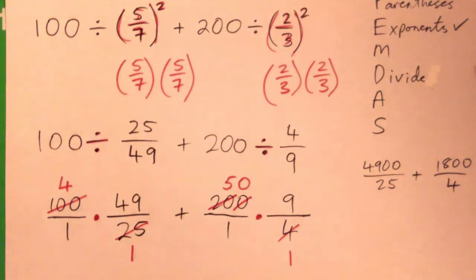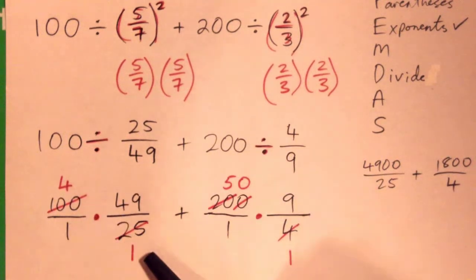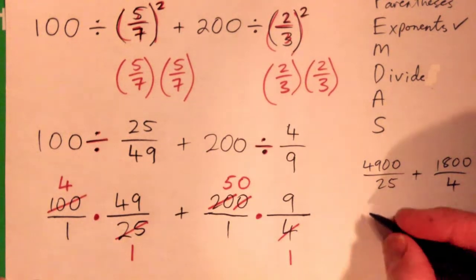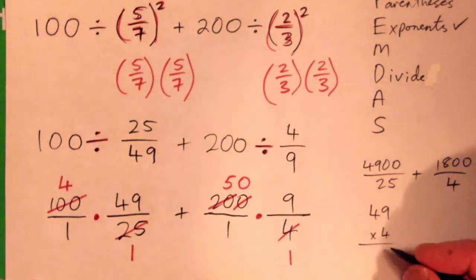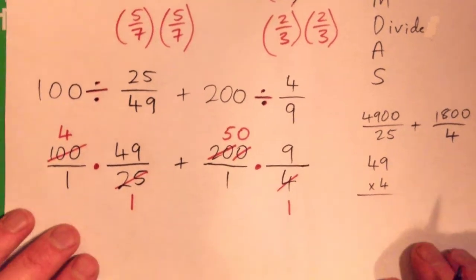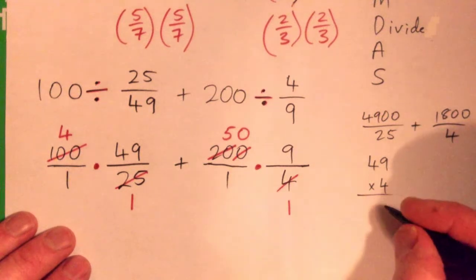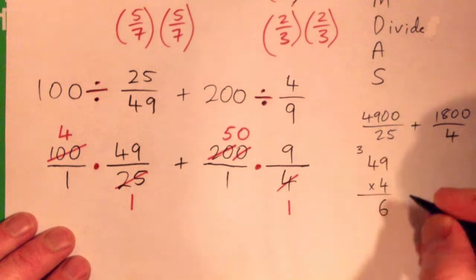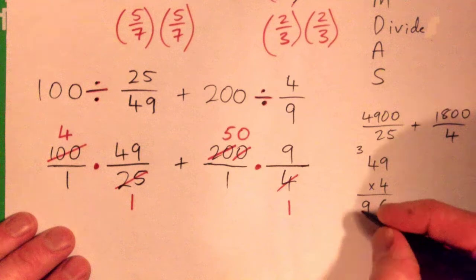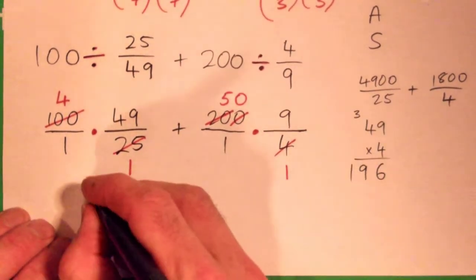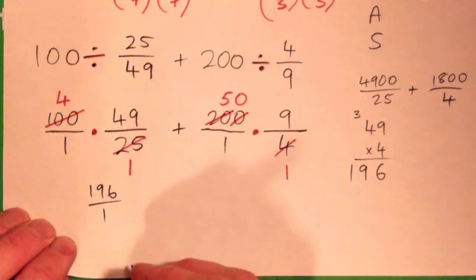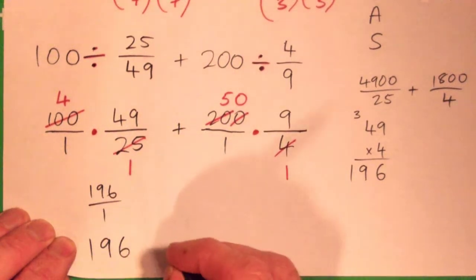All right. So now we got 4 times 49 over 1 times 1. So we should do 49 times 4. Let's see, 4 nines, 36. Carry 3. 4 fours, 16, and 3 is 19. So that is 196 over 1, or just 196, same thing.